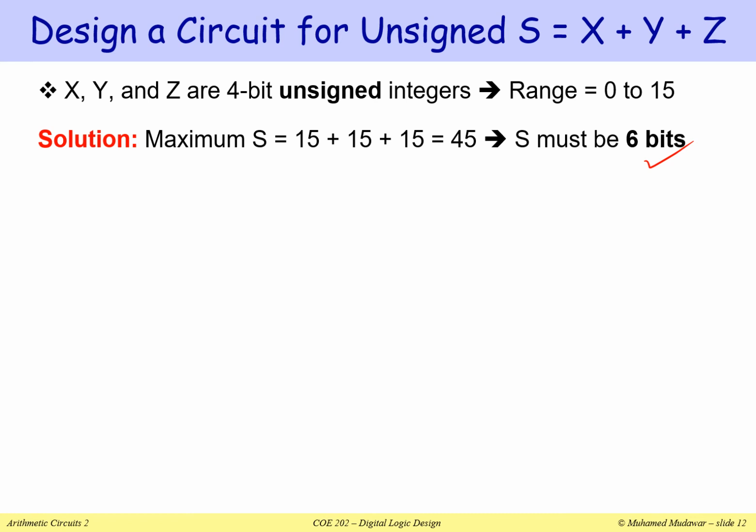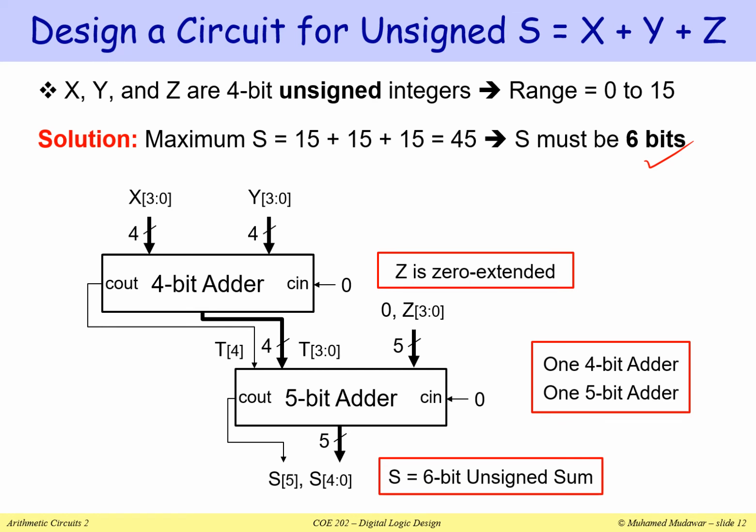So in order to design such a circuit, I can use 2 adders. The first adder is a 4-bit adder that will calculate x plus y. This 4-bit adder is going to produce a temporary sum, which is t. Notice that t here will consist of 5 bits. The 4-bit adder is going to produce the sum, which is t3 down to 0, and the carry out will be t4.